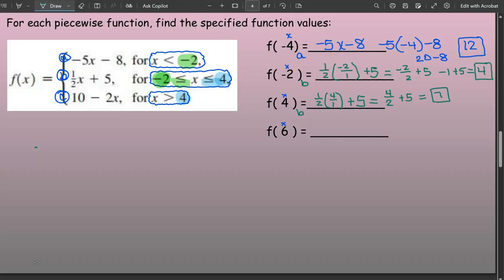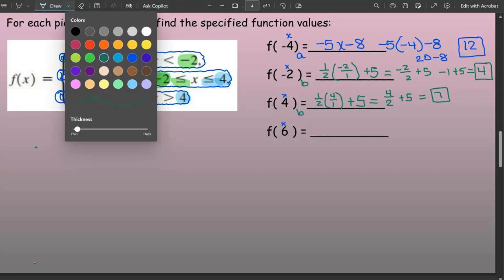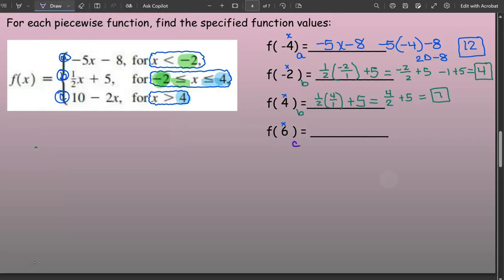And then 6 is greater than 4. So I'm going to use equation letter C. So 10 minus 2x. So 10 minus 2 times 6 is 10 minus 12 is -2. So that's basically just being very careful in choosing which equation you need to use.